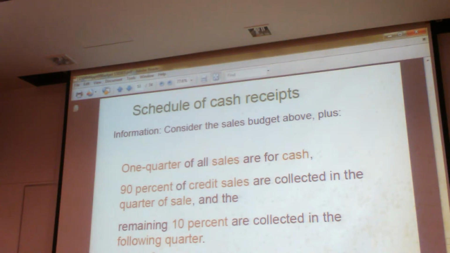90% of credit sales. It's not 90%, it's 90% of 75%. It's 90 times 75%. Not 90 times whatever. Because here it says 90% of credit sales. So the credit sales is 75%. So we make sure 90 times 75 times whatever number. Okay?